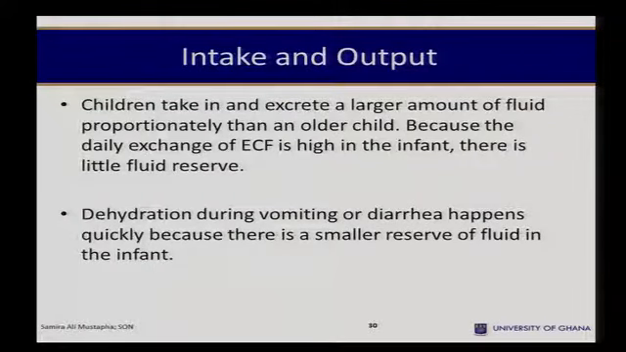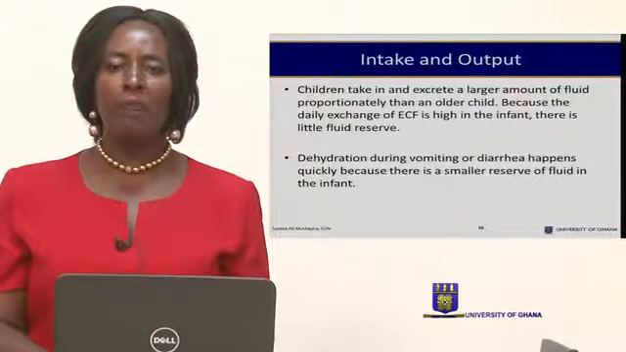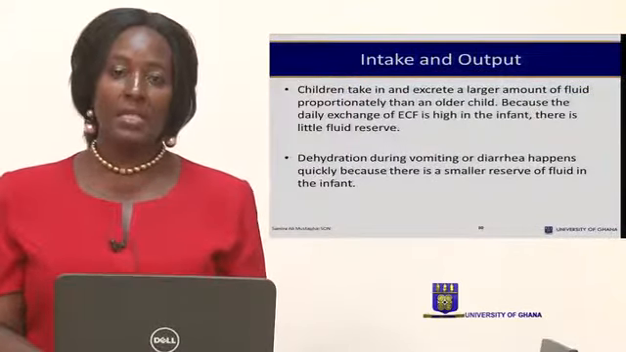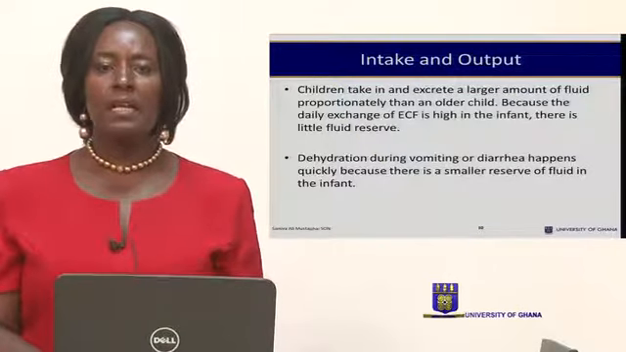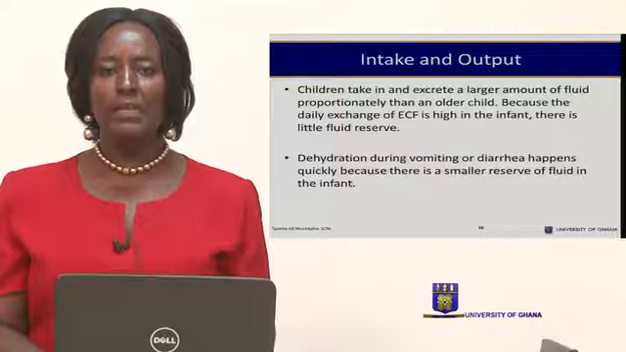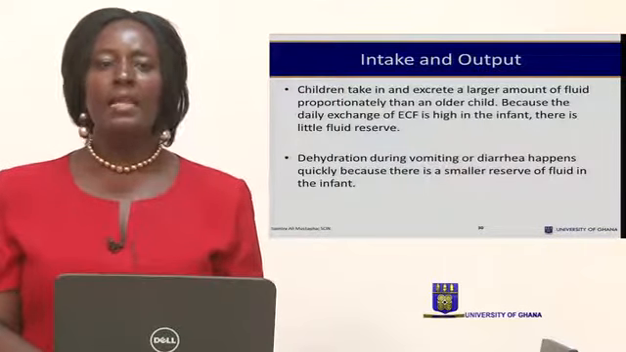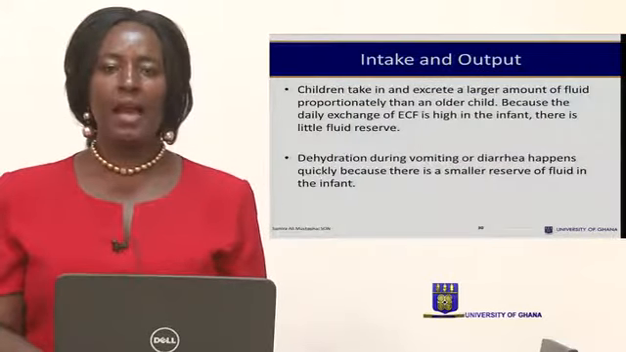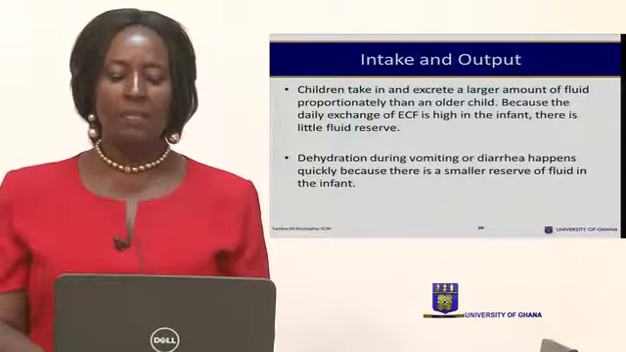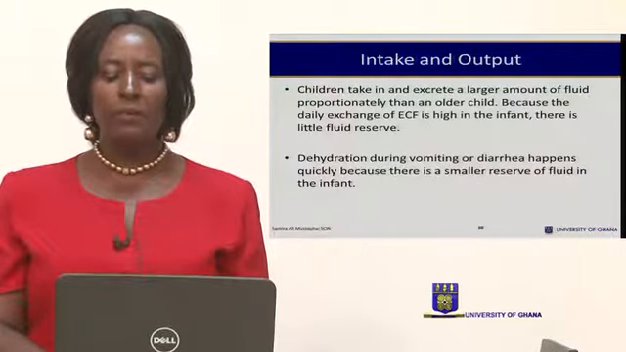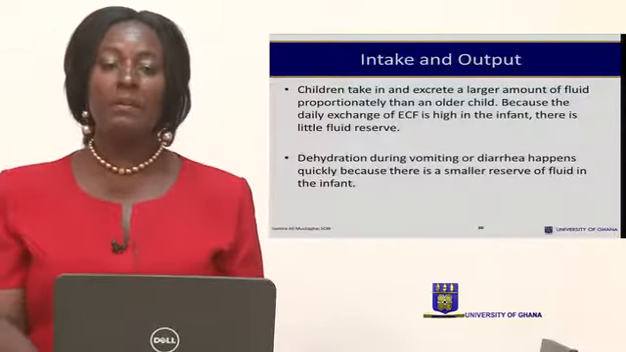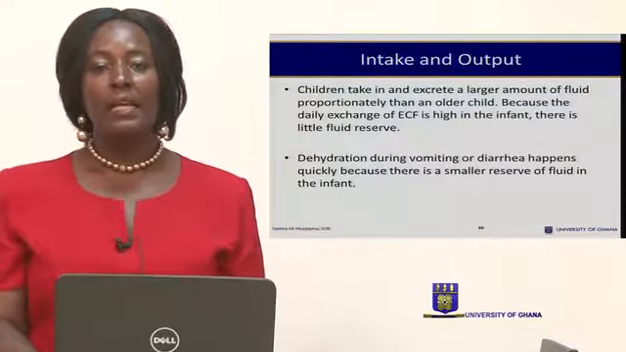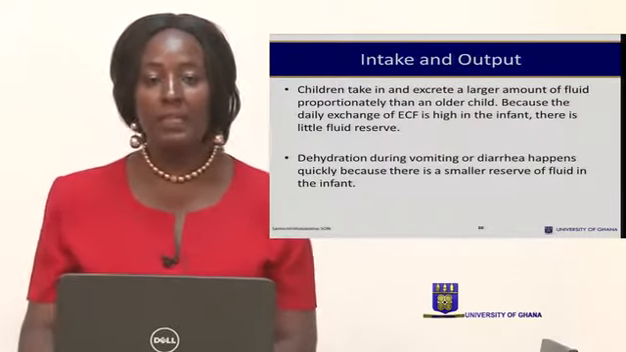Intake and output is something that we need to monitor strictly, because children take in and excrete larger amounts of fluid proportionally than the older child. So because of this, the daily exchange of extracellular fluid is high in the infant, and there is little fluid reserve. Dehydration during vomiting and diarrhea, and as a result of some drug intake, happens quickly, because there is smaller reserve of fluid, so it easily depletes. So it's very, very important that we monitor this and then identify any deficit quickly so that it will be addressed immediately.